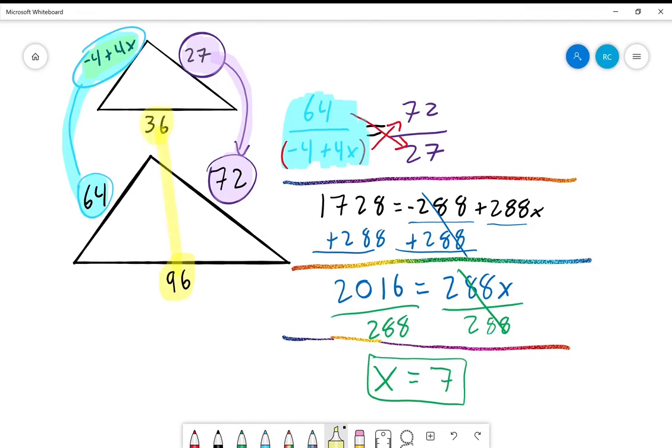or 36 divided by 96. No, I was right the first time. We totally could have used 96 divided by 36. That also would have worked. We just decided not to. No one way is better than any other. So long as you are consistent, you should get the right answer, which in this case is x equals 7.